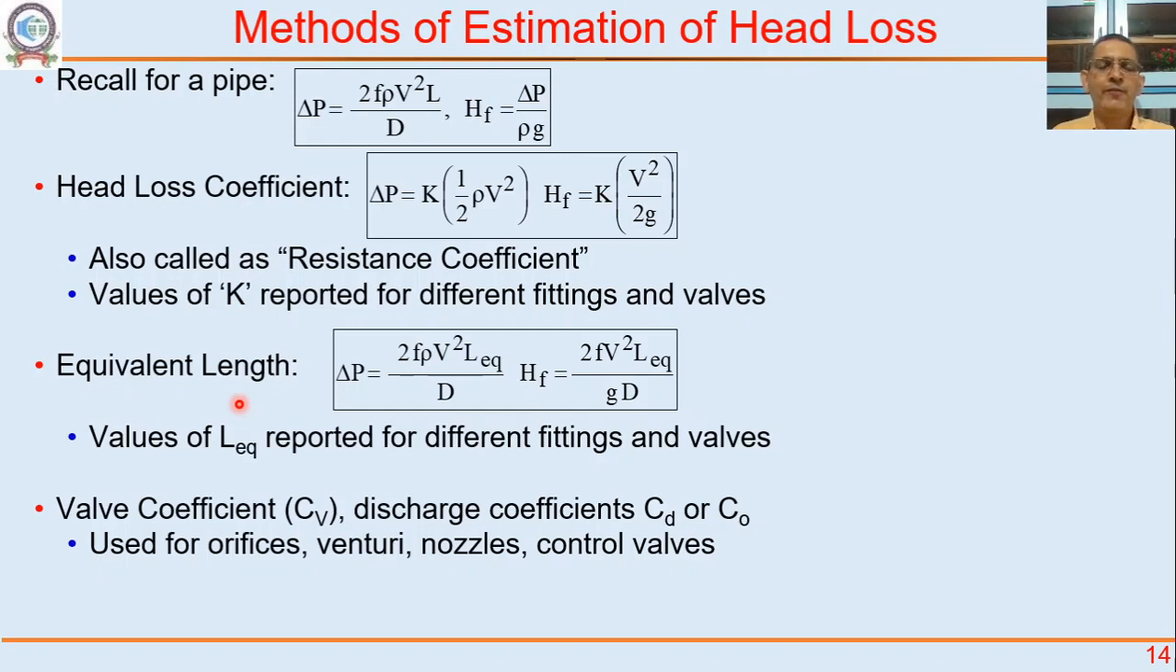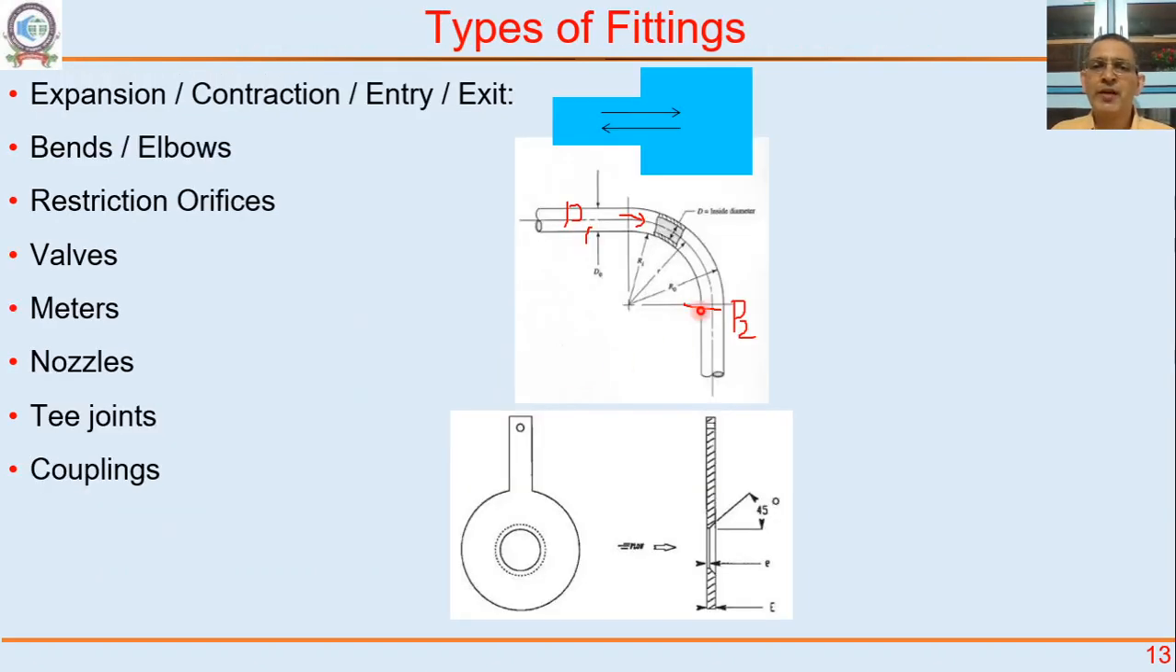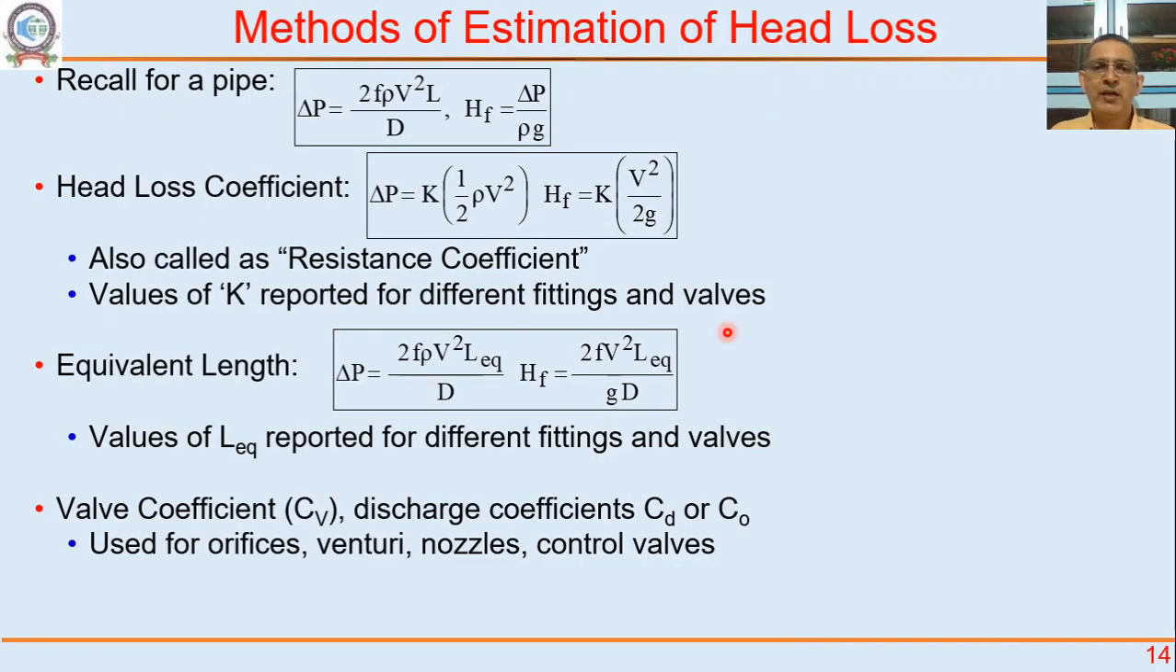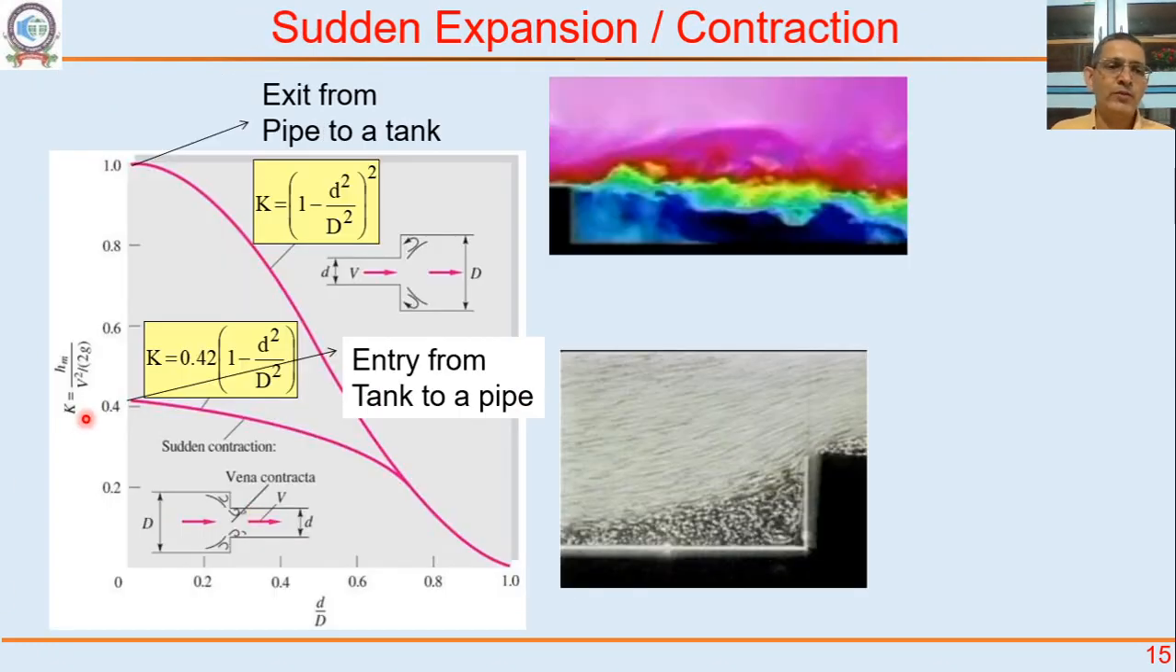Or we can define it in terms of an equivalent length. Equivalent length is the length of straight pipe that causes the same pressure drop as a fitting. So if this fitting causes a pressure drop of, say, 100 Pascal, and that 100 Pascal is equivalent to, let's say, 10 meters of straight pipe, then we can say the equivalent length of the bend is 10 meters. That's how we can define equivalent lengths for different fittings, and these are reported for different coefficients. And for valves, we define them by a discharge coefficient or a valve coefficient. We will see that as we go along, perhaps in the next class. So these values of K are reported.